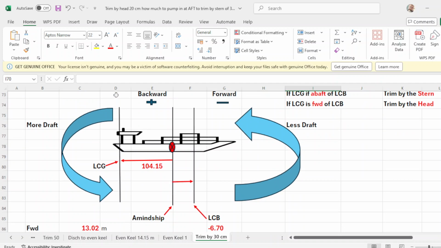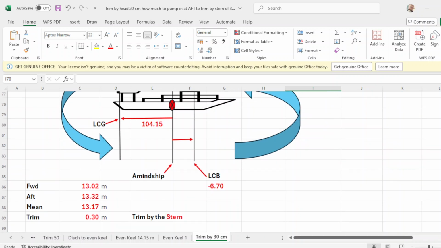Now, because the weight is already put here, the stern will sink down. That way the direction of your vessel going down is clockwise. Since this is going down, this is going up, and of course the direction will also be counterclockwise. Okay, I hope that's clear.